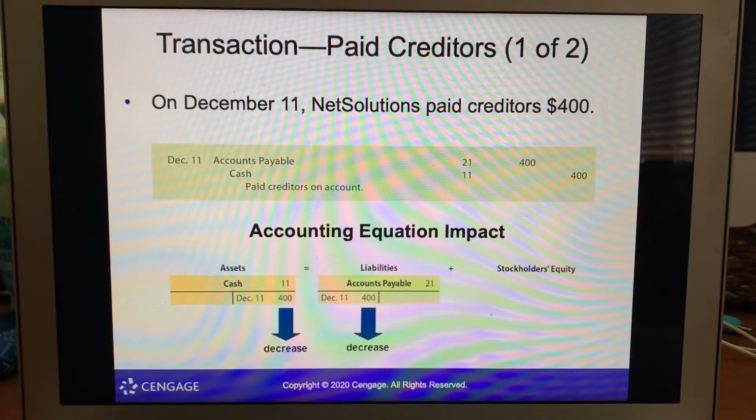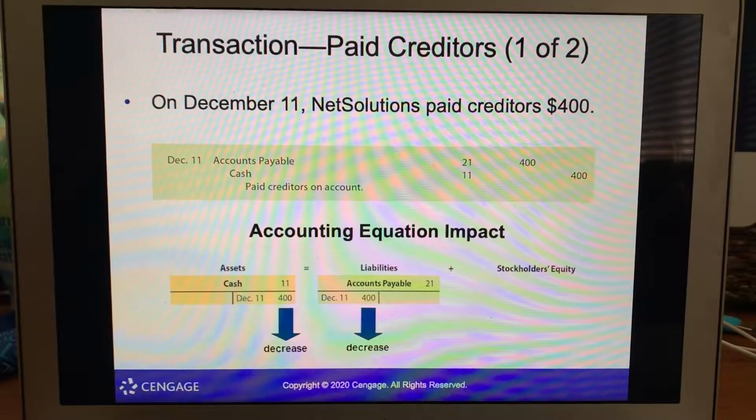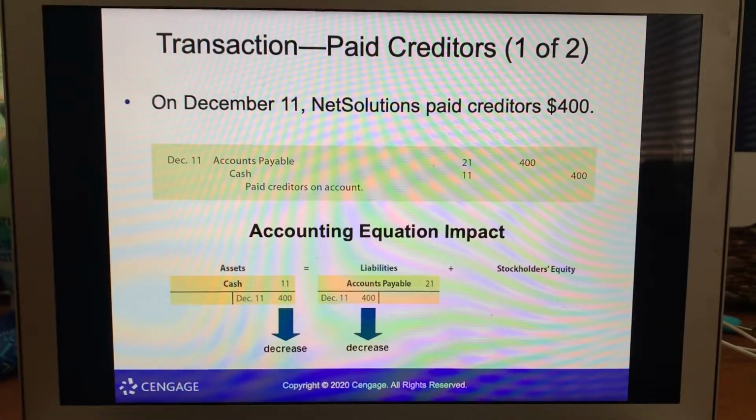On this account, we paid $400. This is on our accounts payable. On December 11th, we're going to pay account 21 for $400, and it's coming out of our cash. So whenever you see a cash and there's a credit, that's going to be a decrease, or cash went down. Paid creditors on account. So decrease in cash down on the bottom, the impact, and decrease on our liability.